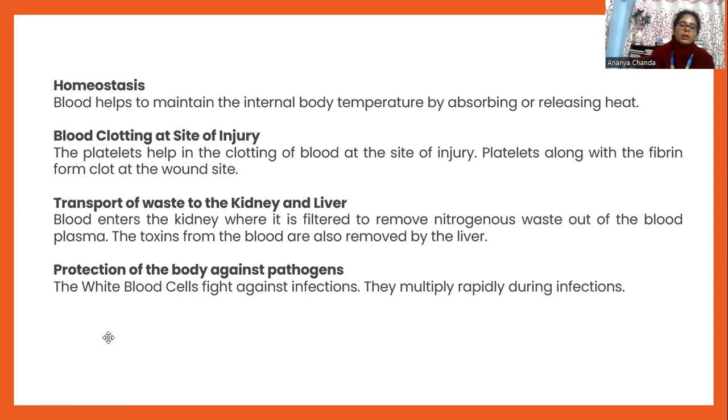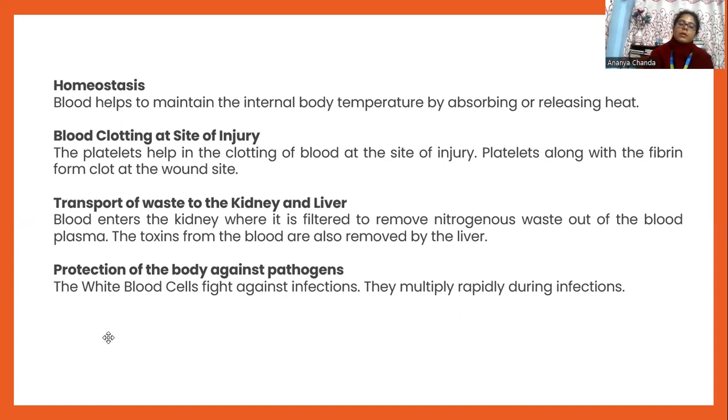Then comes the clotting of the blood at the site of injury. As I have mentioned earlier, the platelets help in the clotting mechanism of the blood at any injured site. So what do the platelets do? They come to the surface of the injured site and form a fibrin-like clot at the wound site. So there is a temporary plug formation which prevents the loss of blood.